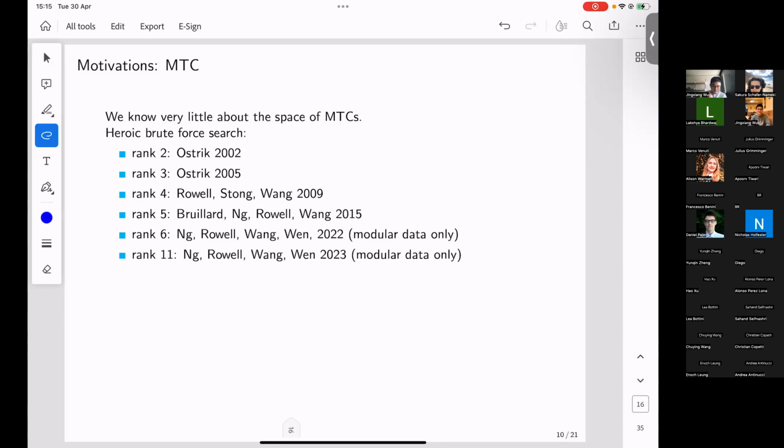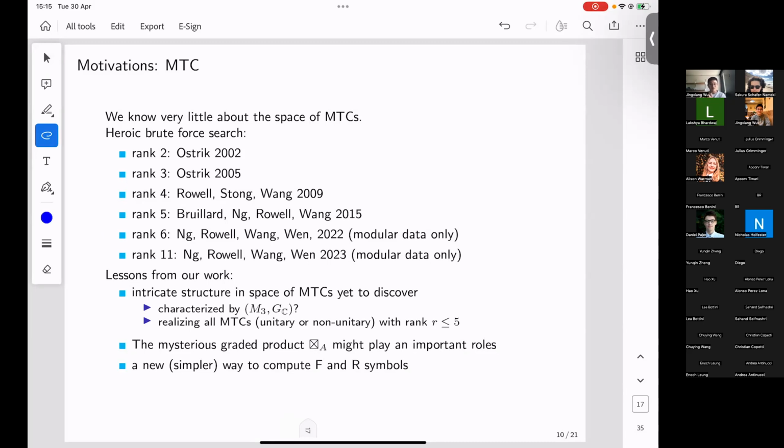So very recently, there was a paper, 2023, that pushed this classification program to rank 11. But to my knowledge, for lots of the MTCs they found, the F and R symbols are not known yet. So in those last two papers, they only determined the modular data, S and T, not F and R, which is an extra difficult task. So what could our project buy us in understanding the MTCs?